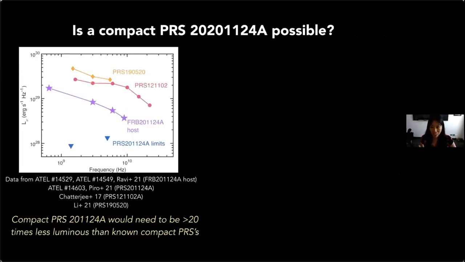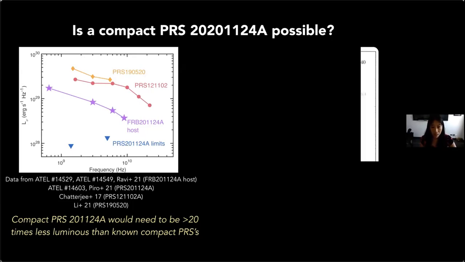And just one last slide. I just want to end with a kind of thought. Is a compact PRS like those of 12.11.02, and we just heard about 19.05.20, possible? So I grabbed all the available data, and this is just to put into context where the existing limits on such a PRS for 2011-24A sit with respect to known PRSs. This PRS would need to be greater than 20 times less luminous than known compact PRSs.